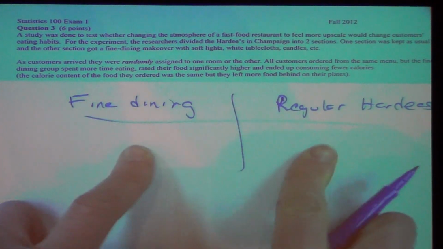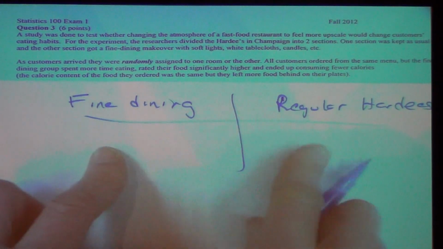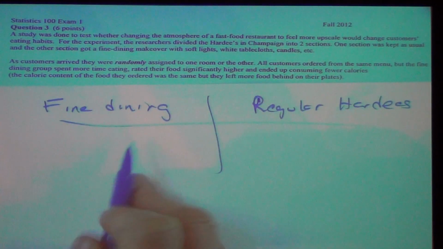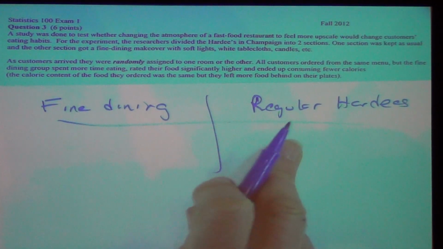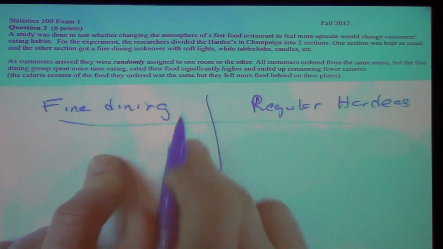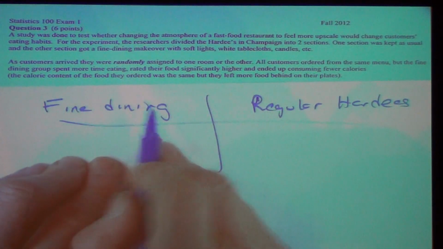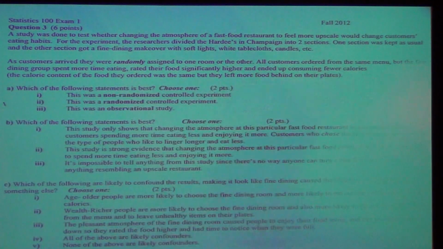And they were randomly assigned. So when there are differences between them, it's not going to be that all the certain type of people, all the people who have money and are used to fine dining, are going to be on this side, the regular Hardee's crowd. No, there's not going to be any systematic differences. So if we see some differences between these two groups, it's pretty much sure to be the fine dining experience, right? Does that make sense? So let's see what happens.